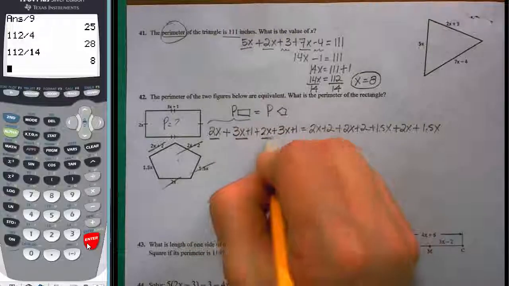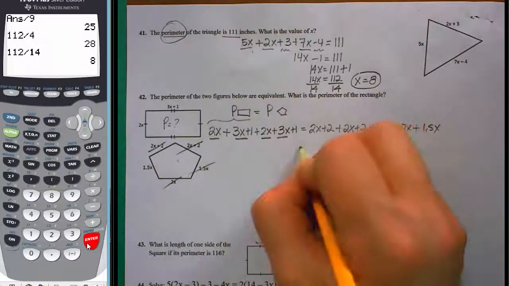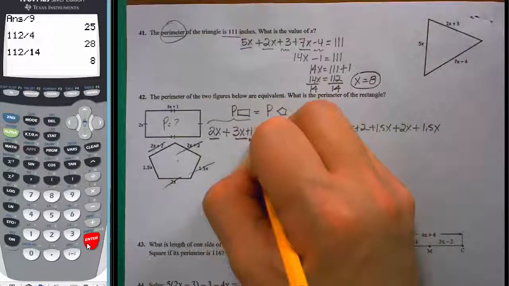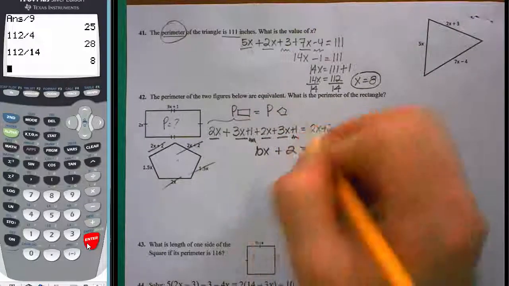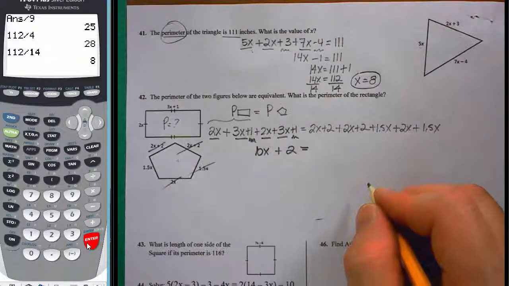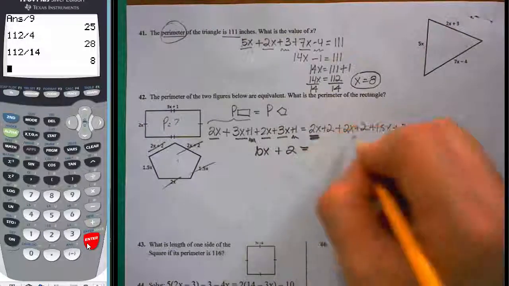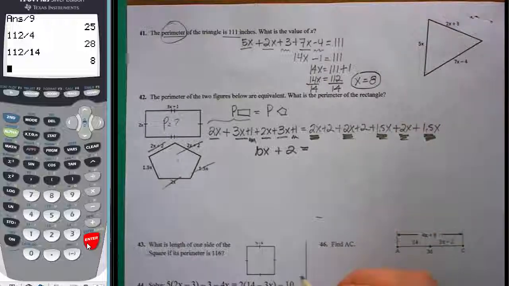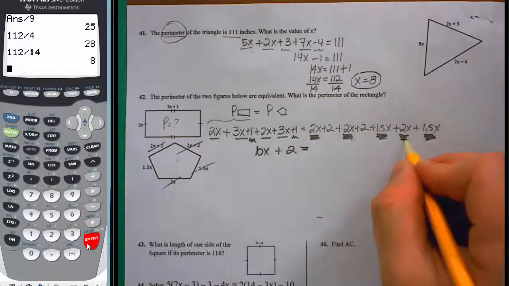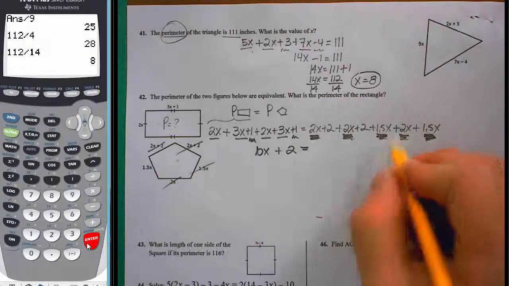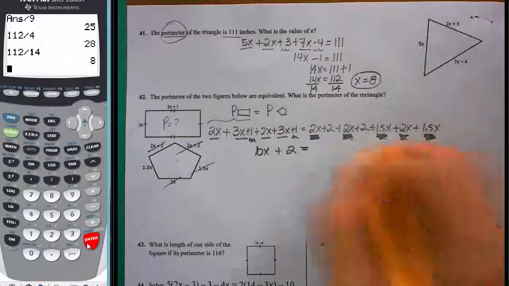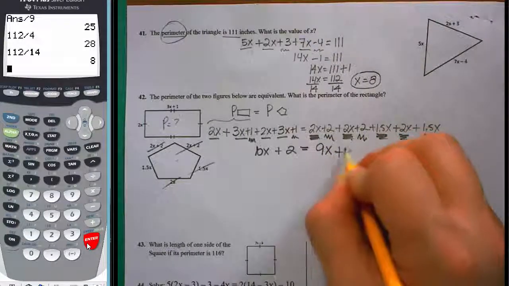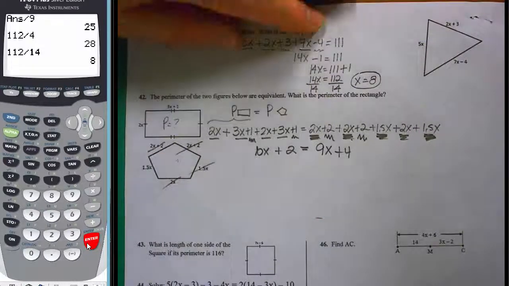Combine like terms. Remember, you combine on one side only. So this would be 10x. And here I have positive 1, so this would be positive 2. And then on the other side I have 2x plus 2x plus 2x, which is 6x, and 1.5 and 1.5, which is 3. Wait, so the x terms give 9x. This would be 2 plus 2 is 4. So all we need to do now is solve for x.